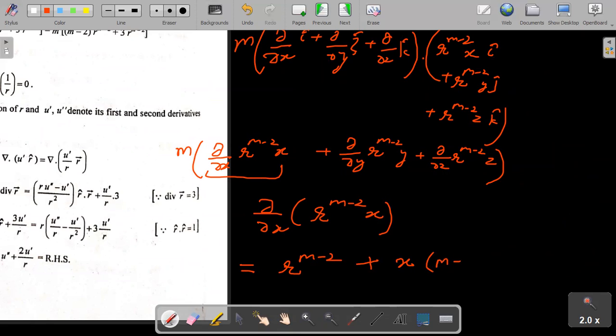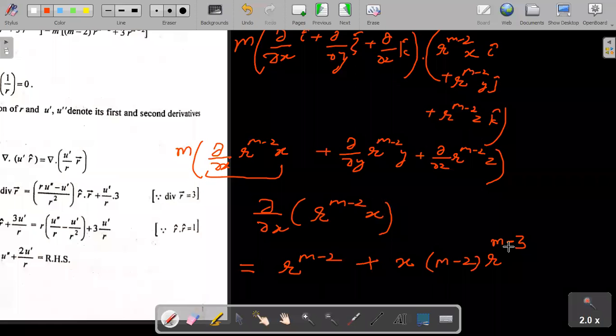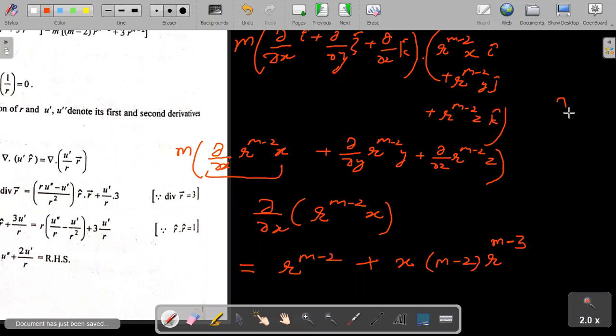m minus 2 नीचे आ जाएगा. r की पावर कितनी बन जाएगी अब? m minus 3. m minus 3 और साथ में क्या आ जाएगा? फिर क्या? del r by del x. और del r by del x की वैल्यू कितनी होती है? x by r. So you see this is x by r, right? So you see how much this will be now.